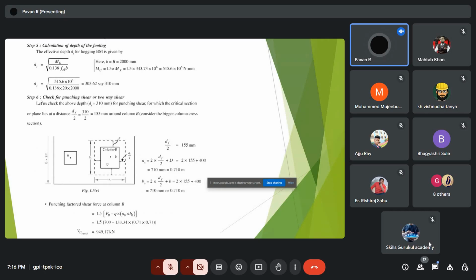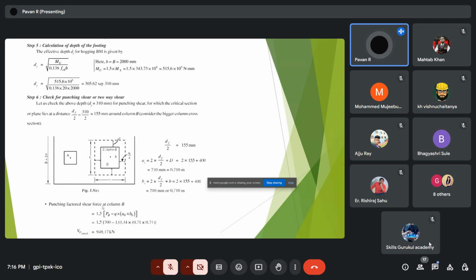And step 4 is check for the punching shear or two-way shear. In this we should calculate the A dash, that is this one, and B dash. Let us check the depth for punching shear, for which the critical section or plane lies at a distance of effective depth divided by 2, that is 310 divided by 2, which is 155. For column B, we should check for the bigger column with the bigger load, so that we can know the punching shear. That comes out to be around 710 and 710 mm for A dash and B dash.